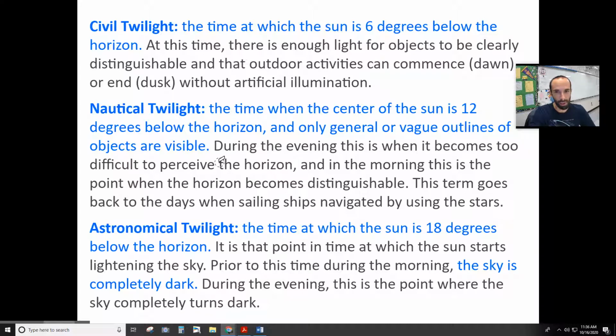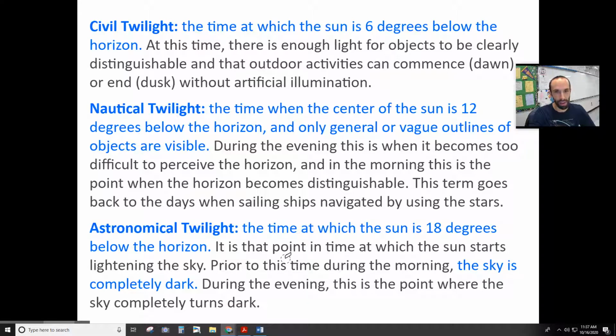Nautical twilight's related to ships. When they sailed around, they were unable to distinguish the horizon on an open sea, and so that is what we call nautical twilight. It's pretty dark. It's hard to distinguish stuff. You can start to see some stars at nautical twilight.